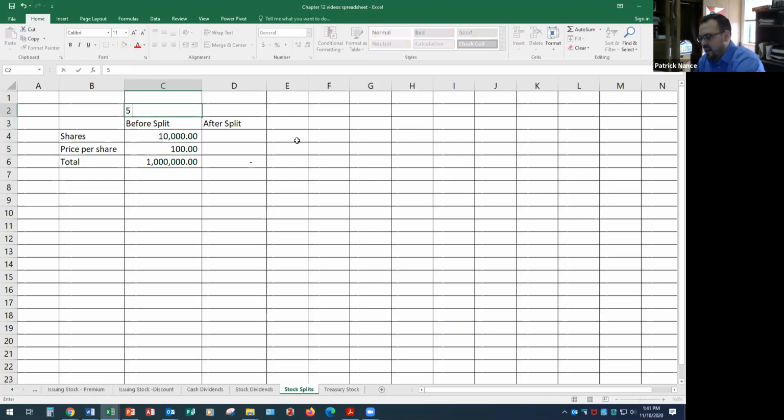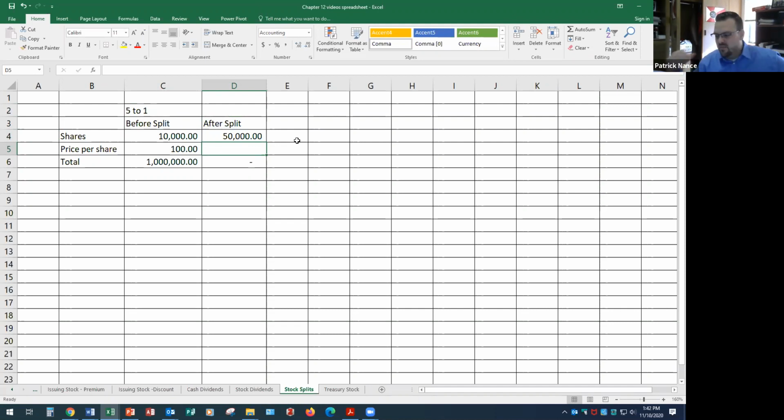If I do a 5-to-1 split, that means for every share of stock, you're going to get 5 shares of stock. What that means is that I'm going to have 5 times the number of shares. So 10,000 times 5, I'm going to have 50,000 shares. But as I'm not changing the overall value, I'm going to divide the price per share by 5. So I end up with the exact same total value. So that's a 5-to-1 stock split.